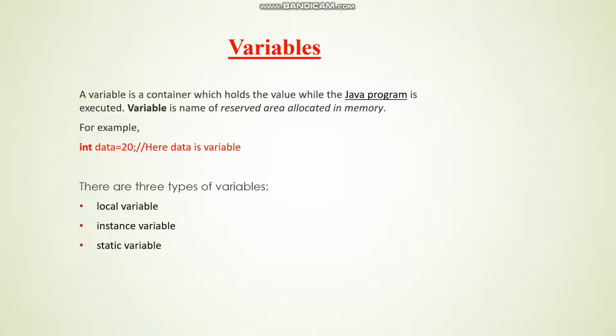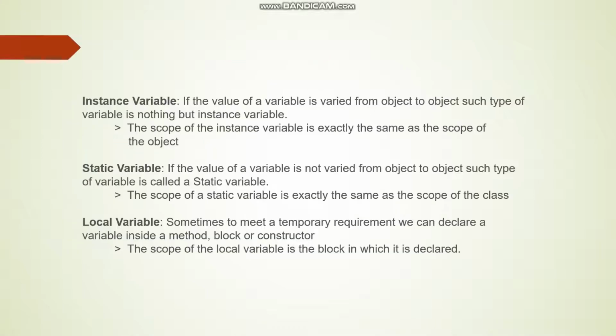Okay, now let's see how many types of variables there are. There are mainly three types of variables: local variable, instance variable, and static variable.